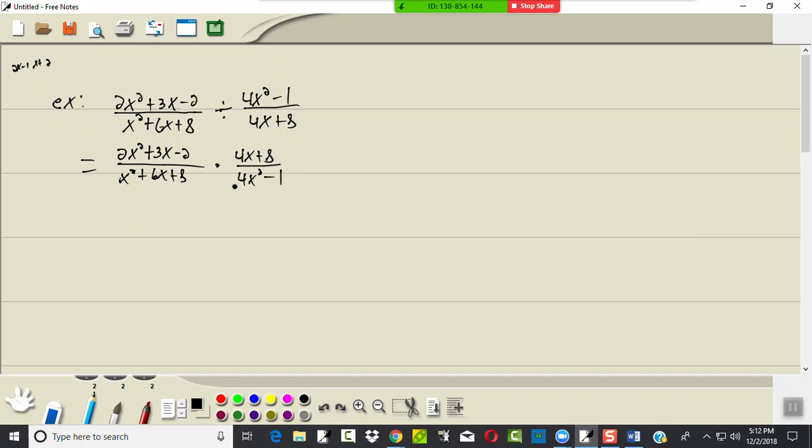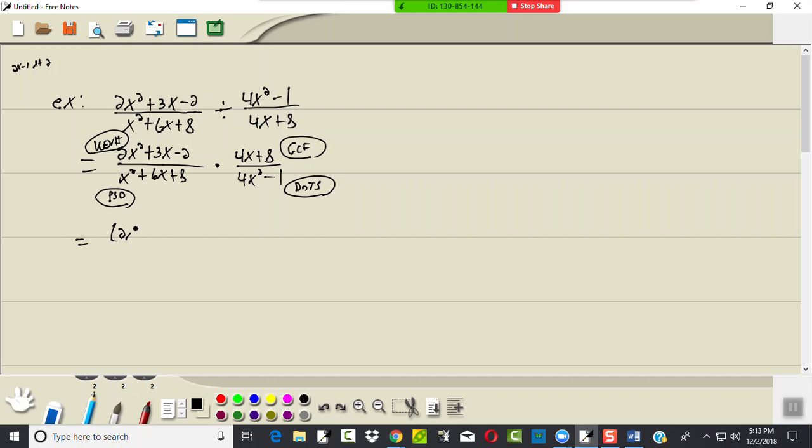Now we're going to factor everything. This up here is key number. This down here is PSD. This right here is GCF. This is difference of squares.